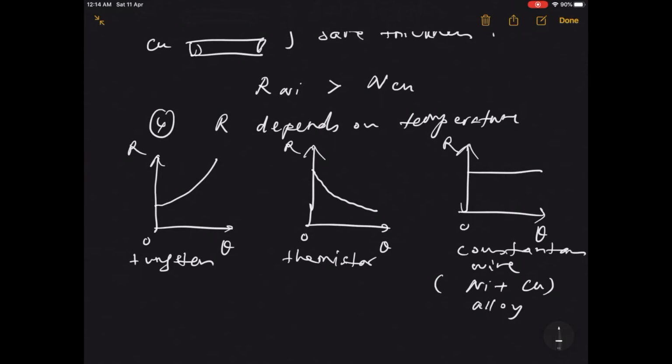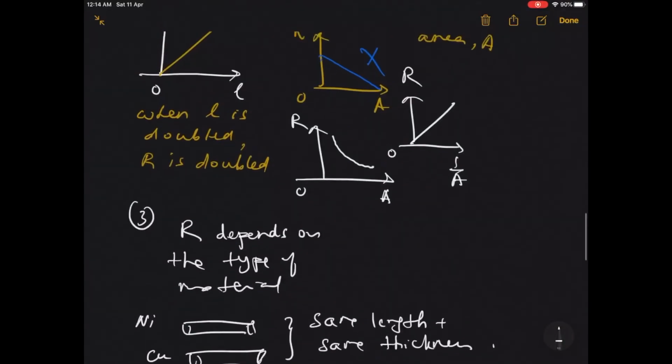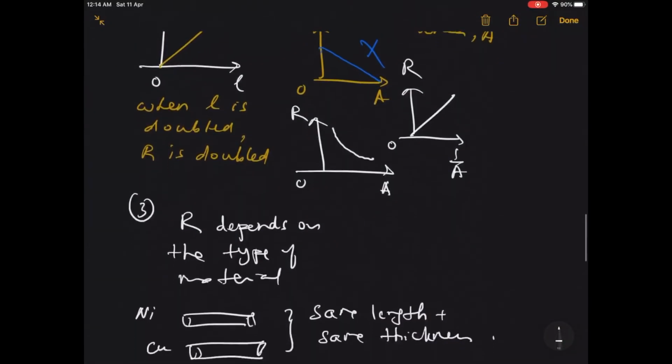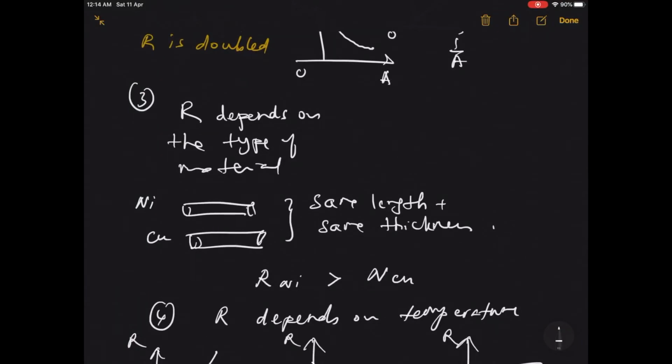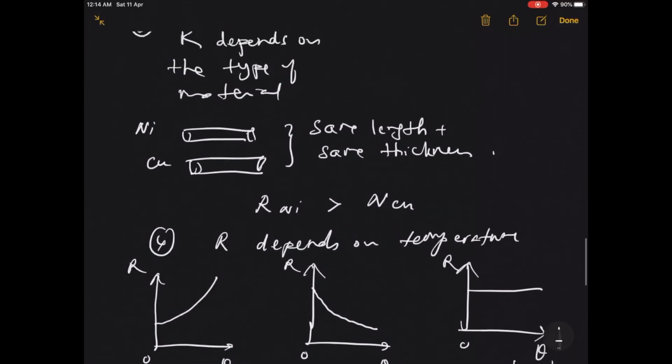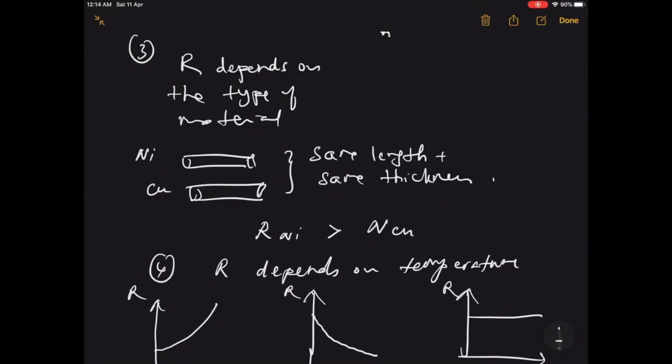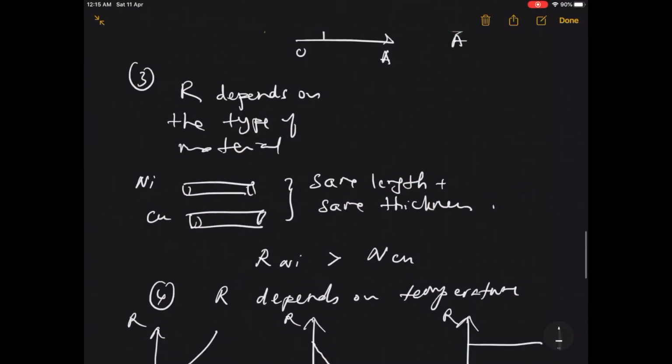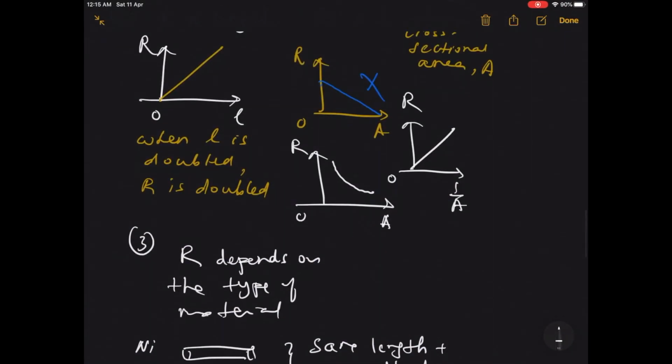All right? So there are altogether 4 important factors that can control resistance. Number 1 is the length. Number 2 is the cross-sectional area. Number 3 is the temperature. And number 4 is the type of material. When I say inversely proportional, it means when you double your cross-sectional area, you don't double your resistance, but you halve it.